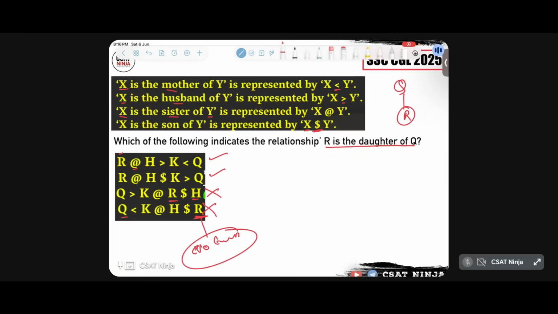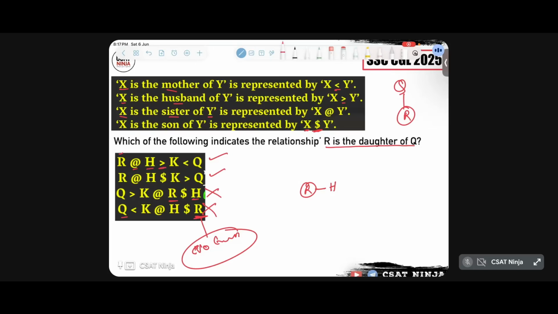So let's check one option at a time. We were supposed to check 4 options and we have eliminated 2 options now, and we are just left with 2 options. So let's check these 2 options. First one is R at the rate. That means the first one is the sister of the second one. At the rate means this one.